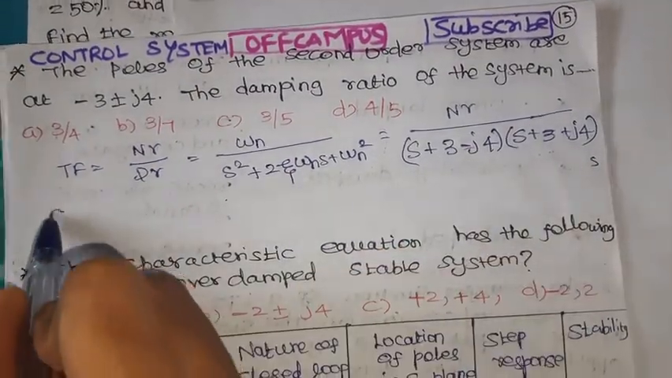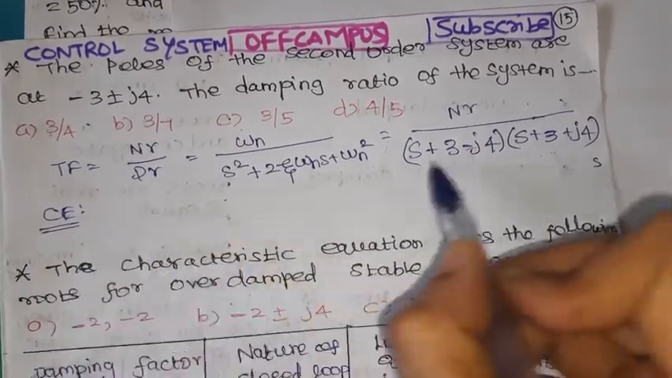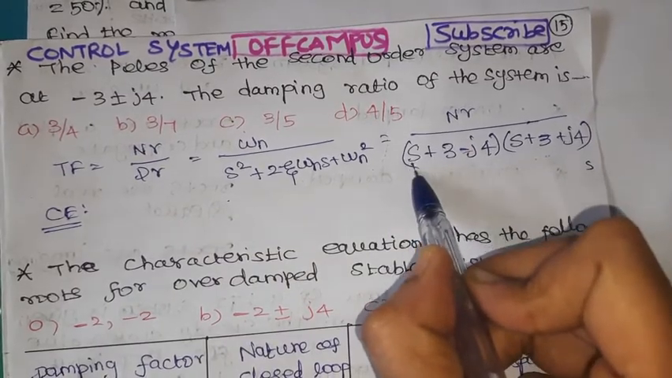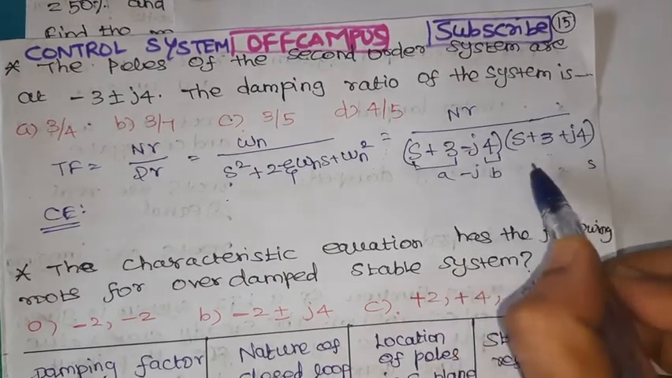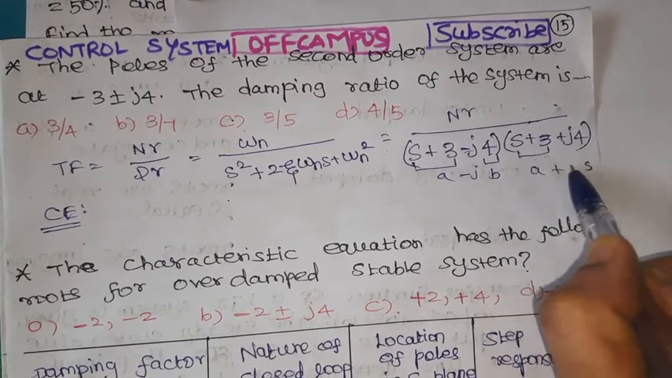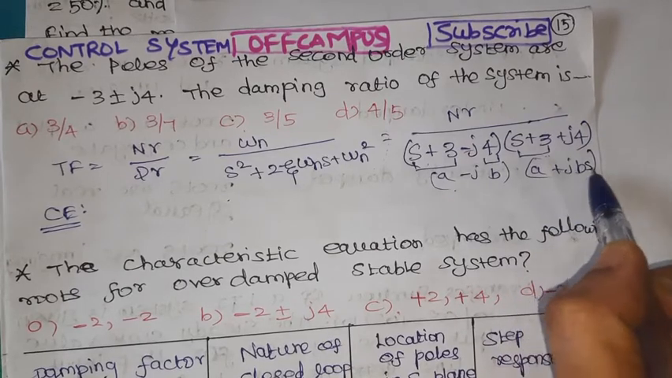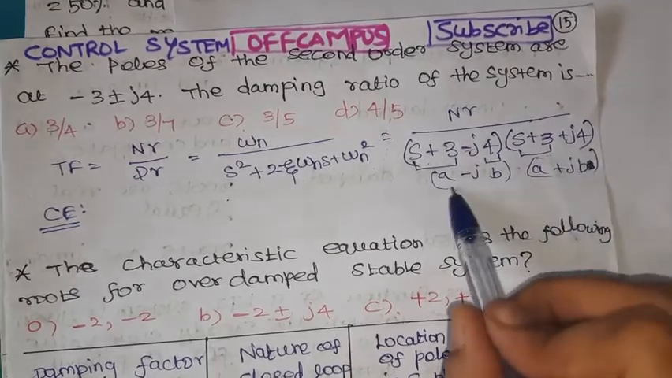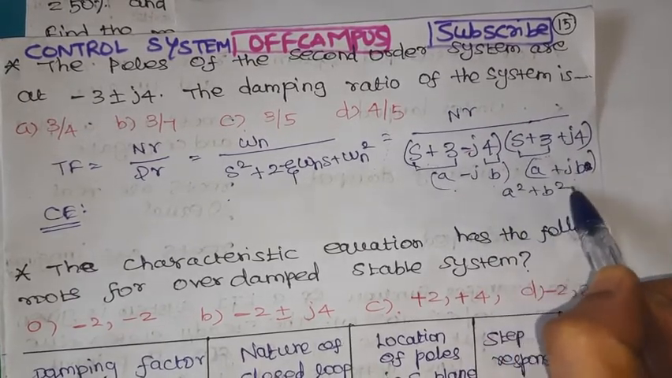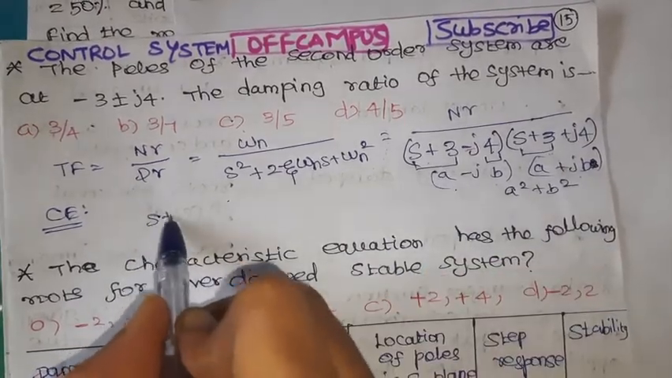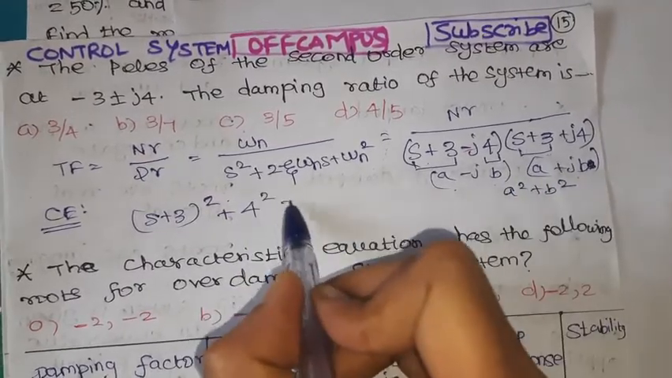What is the characteristic equation? I am writing here, in short, CE: s plus this term. Take s plus 3 as A and 4 as B. This is in the form of (A minus jB) and (A plus jB). What is A here? s plus 3. What is B? 4. So, (A minus jB) into (A plus jB) is nothing but A squared plus B squared. So, (s plus 3) whole squared plus 4 squared is equal to 0.